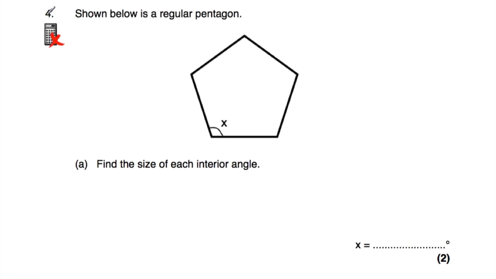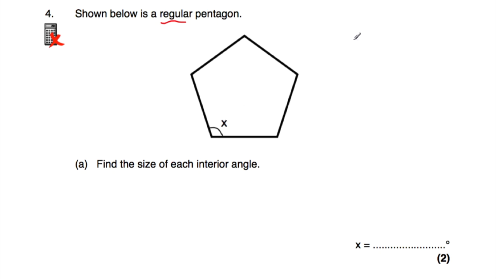Okay, let's have a look at question number four. Question number four says, show and blow is a regular pentagon. So we've got this regular pentagon, and we've been asked to find the size of each interior angle. Now, because it's a regular pentagon, that means each of the sides are the same length and each of the angles are the same size. So if we can find out what the angles in the pentagon add up to, we can just divide it by 5 to find the size of each interior angle.